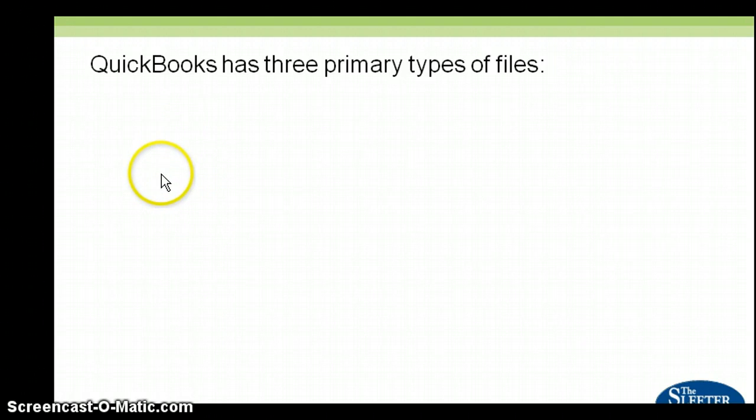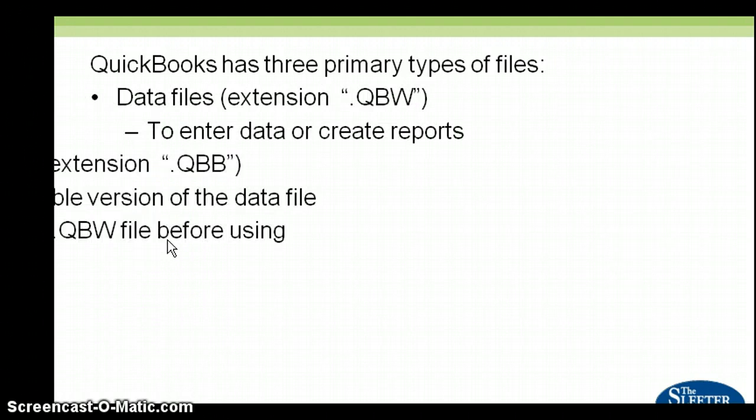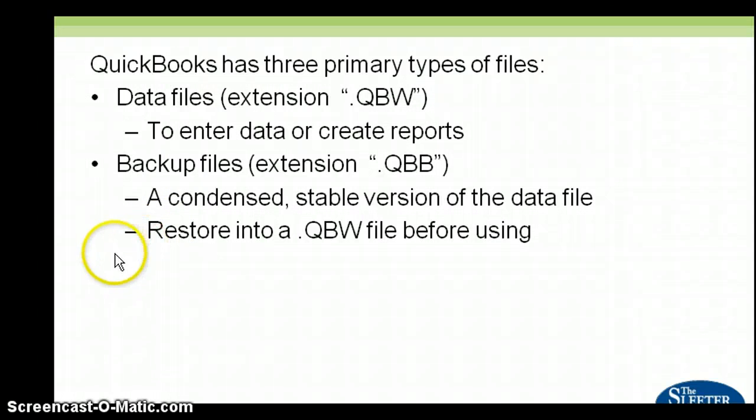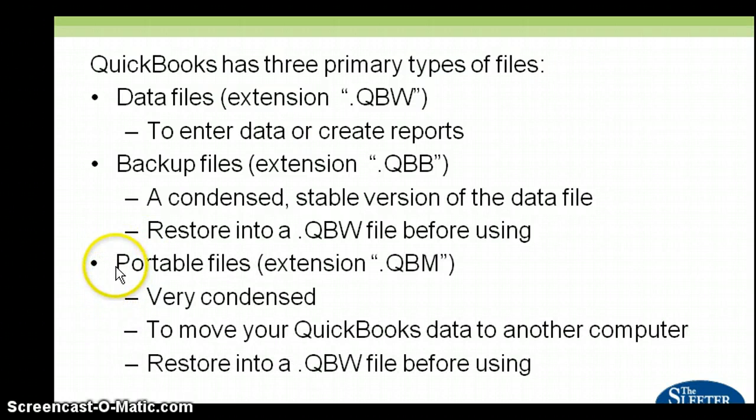The files that we're going to be working with in general are the data files and the backup files, which we talk about as the QBWs, the QBBs, and the QBMs, the portable files. The portable files are what we're going to use for the most part in class when we do classwork, I mean face-to-face classwork, that is. The QBM files are condensed, but they allow you to move your company data from one computer to another without having to go through any changes, any conversions, etc.